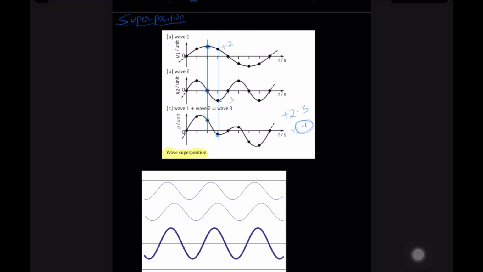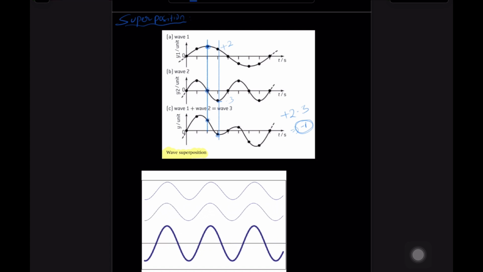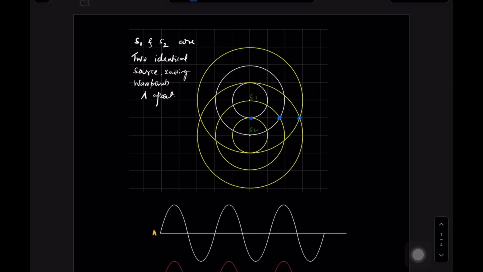In order to see where the maxima and minima occur, we need to understand the interference pattern. Let's look at this. If S1 and S2 are two identical sources emitting sound waves, and the two waves meet such that the crest of one wave meets the crest of another, having the same amplitude A, then the resultant amplitude will be double their individual amplitude because they are identical waves. This is called constructive interference.